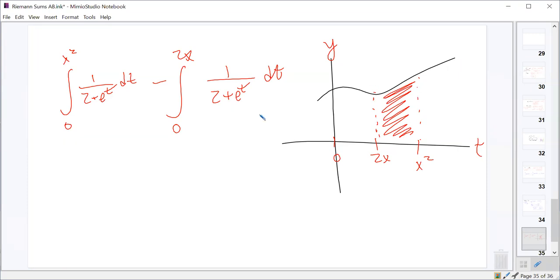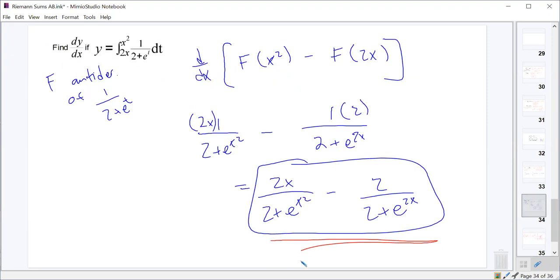And so then when we were to take the derivative of all of this, it would just be this function evaluated at x squared times the derivative of x squared minus this function evaluated at 2x times the derivative of 2x. Constants would go away and you'd get this exact same thing. So either way would be good. Any issues, problems, questions with that? Everybody okay with that?